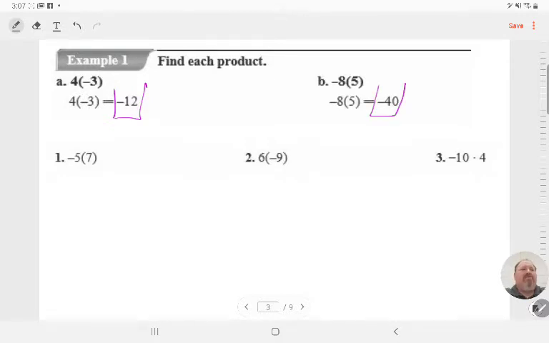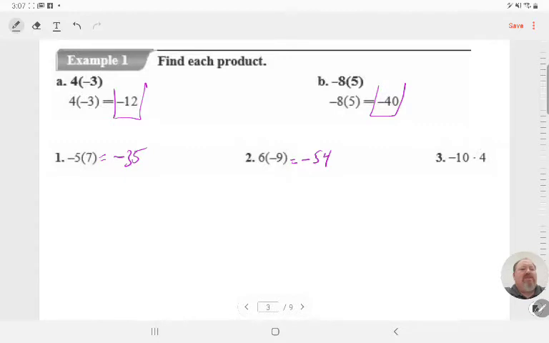All right, so take a minute, answer these, and then come back and see how you did. All right, we have 1 negative, 1 positive, so the answer is going to be negative, and 5 times 7 is 35. And then 6 times negative 9, one's negative, one's positive, so the answer is going to be negative, and 6 times 9 is 54, so we have negative 54.